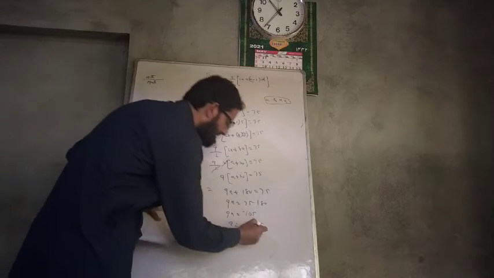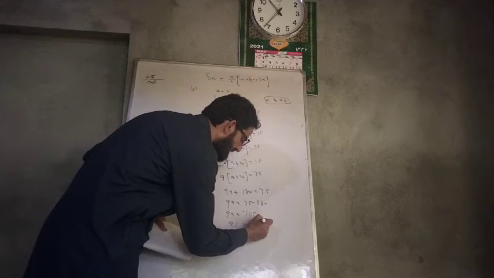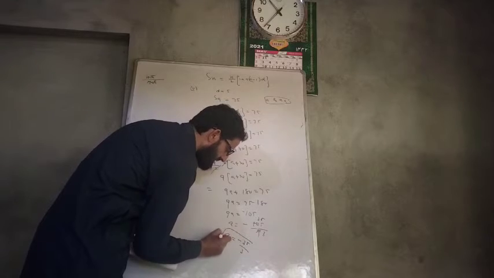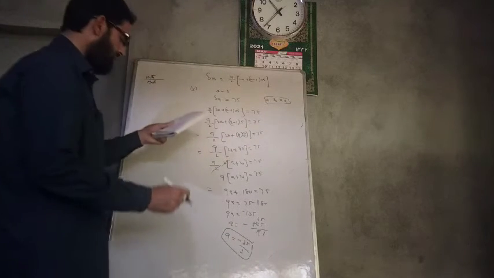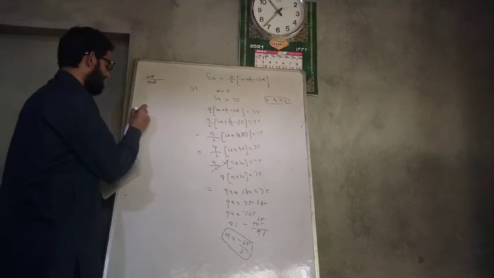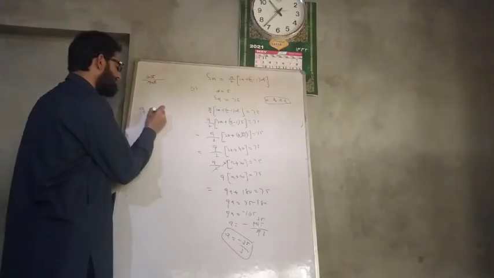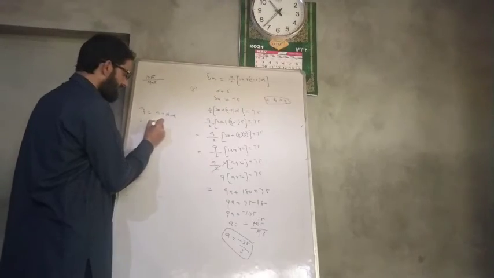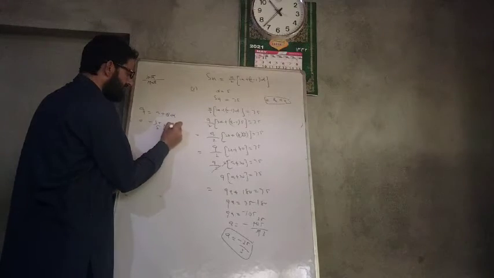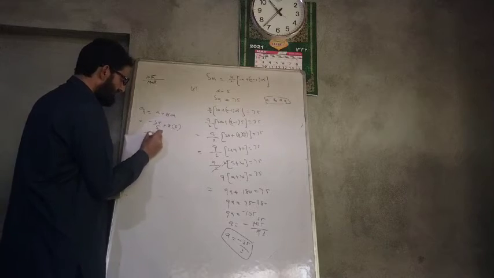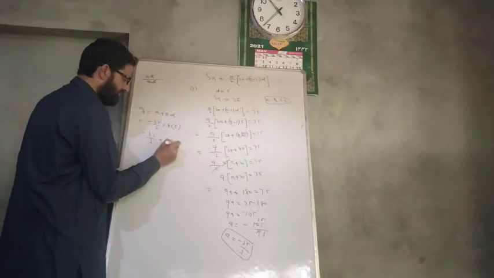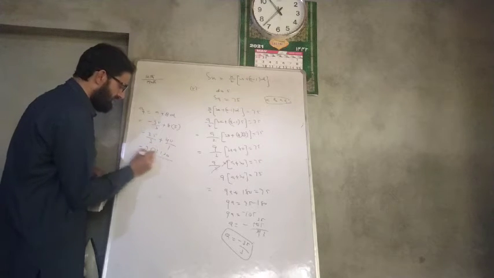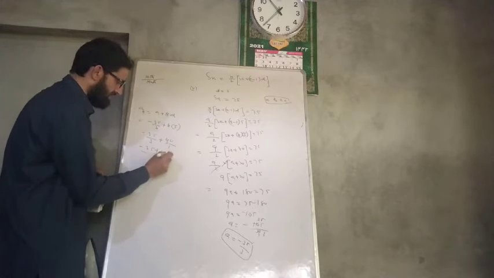So proceeding further, 3 3s are 9, 3 5s are 15. So a is equal to minus 35 by 3. This is our first term. Now we have to find this A9. A9 is the 9th term, that is A plus 8D. A is minus 35 by 3 plus 8 into D, which is 5. So this is minus 35 by 3 plus 40 divided by 1. This is minus 35 plus 120 divided by 3, by cross multiplication.